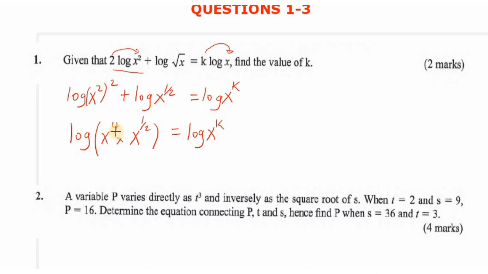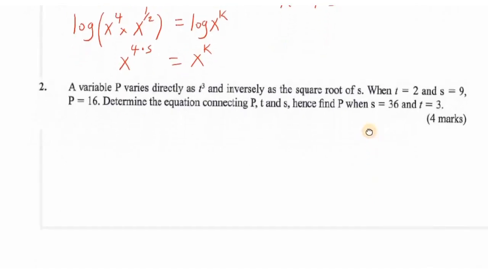So applying the laws of indices, we are going to add 4 to a half because the bases are the same. So we'll have x power 4.5. And then on the right hand side, we have x power k. Once again, remember, we had dropped the logarithms. Then the next thing, we can therefore conclude that k is 4.5. So that is it for the first question.